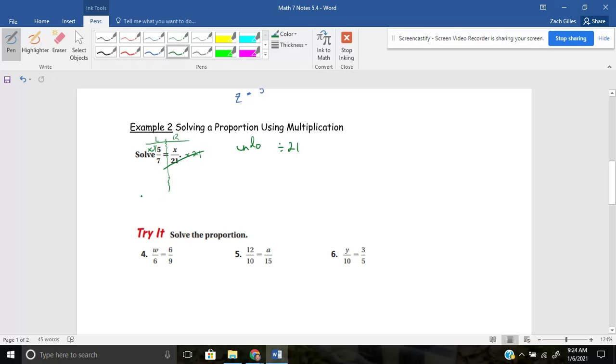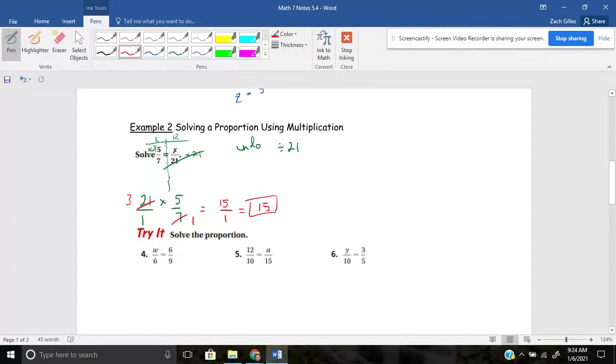Then I just need to take 21 and multiply that by 5/7. Remember, 21 can be written as a fraction by just putting a 1 in the denominator. And then before I multiply, I will simplify. 7 and 21 have a common factor of 7. 7 divided by 7 is 1, and 21 divided by 7 is 3. And now I'll multiply across. 3 times 5 would give me 15 over 1 times 1 would give me 1. So this is equivalent to 15.